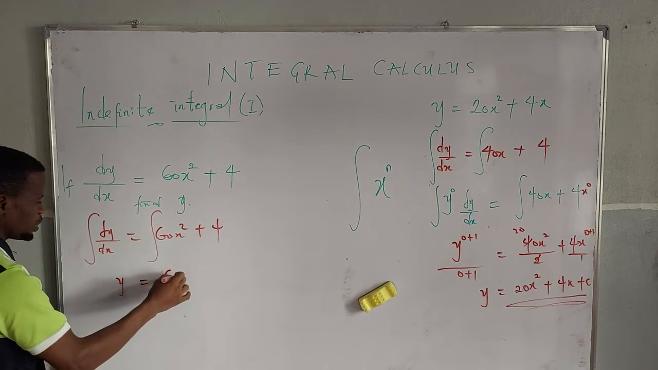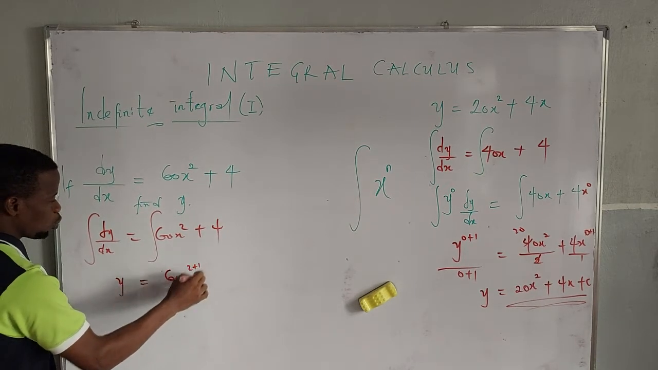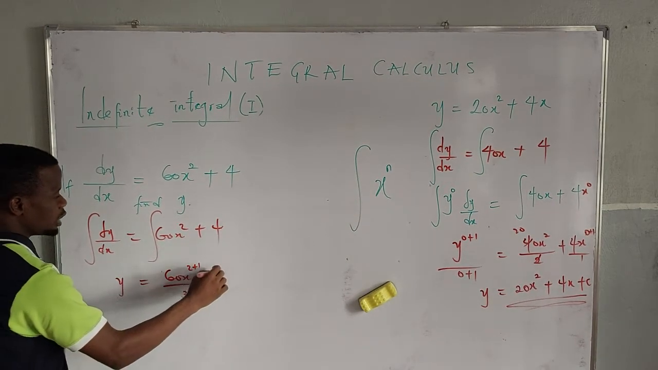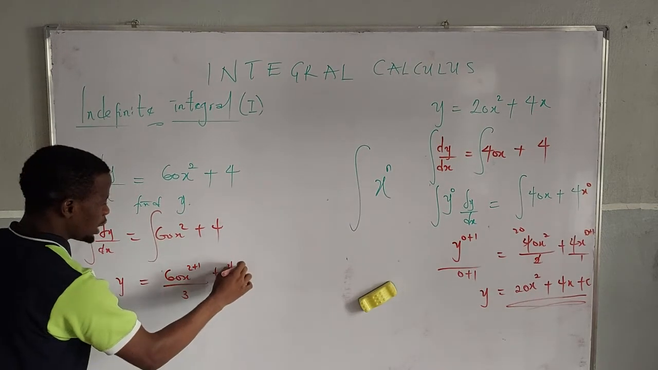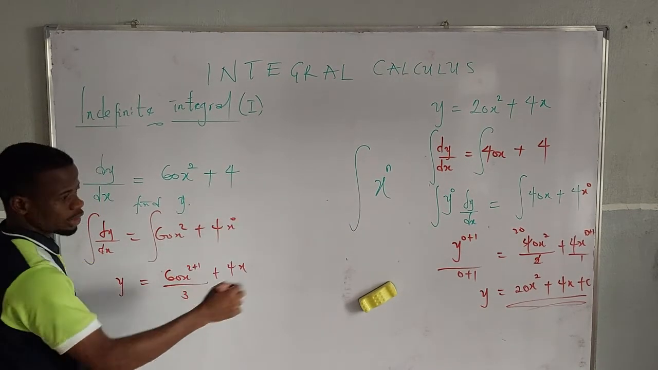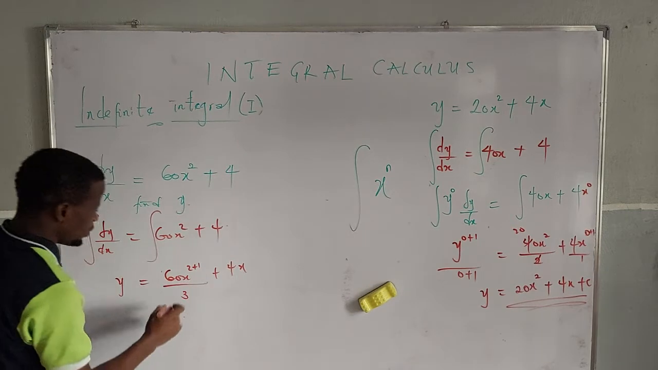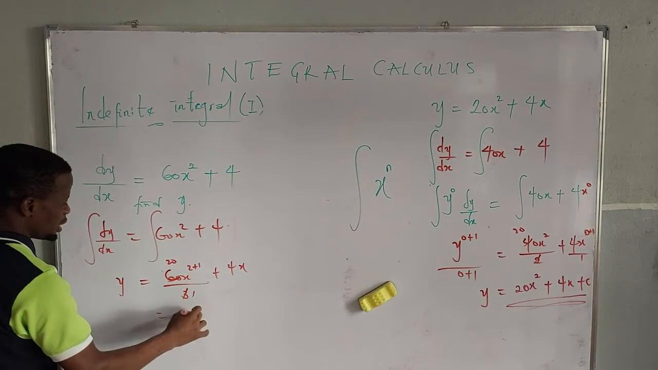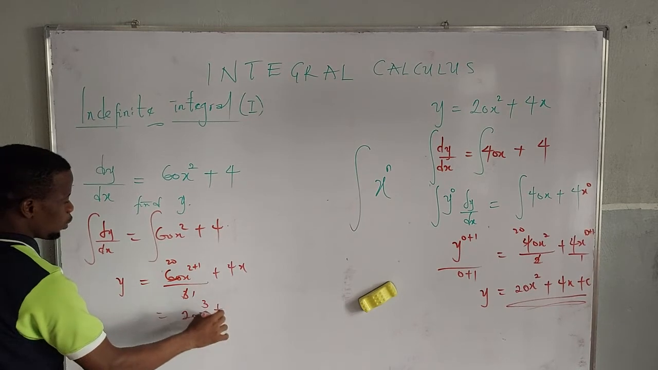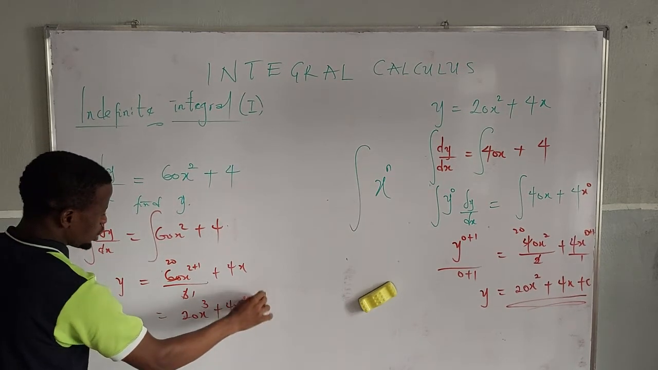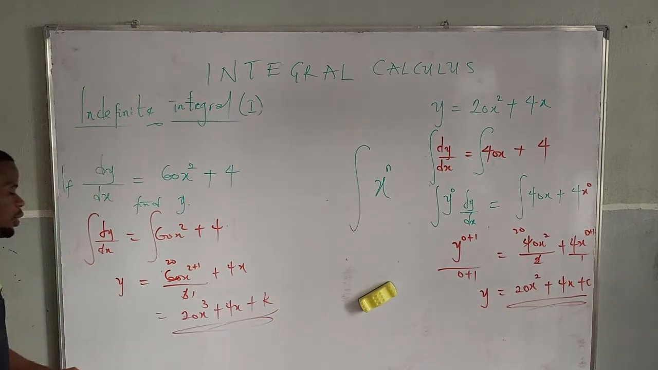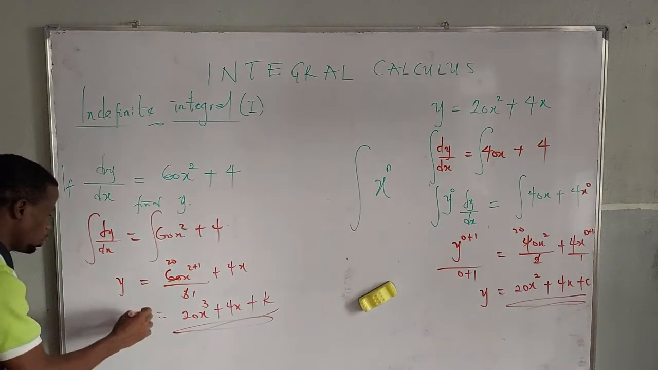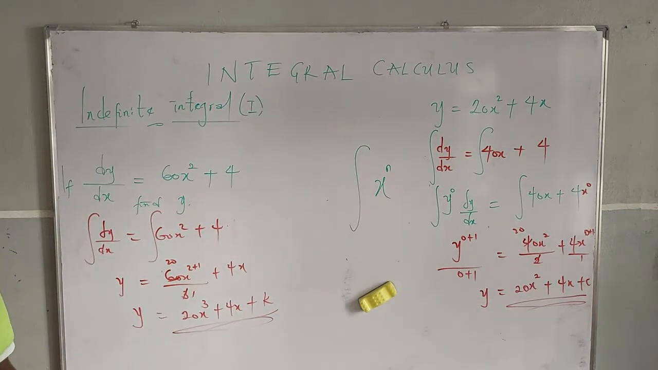Integrating this one, we have 60x squared plus 1 over 3. Then plus what? 4 times x. This is x raised to the power 0, just like I did there. So what we have here now, we have 3 here, 1 over 3, times 60 gives 20. That becomes 20x cubed plus 4x plus constant k. We have gotten the function back. We have gotten the function of y back.